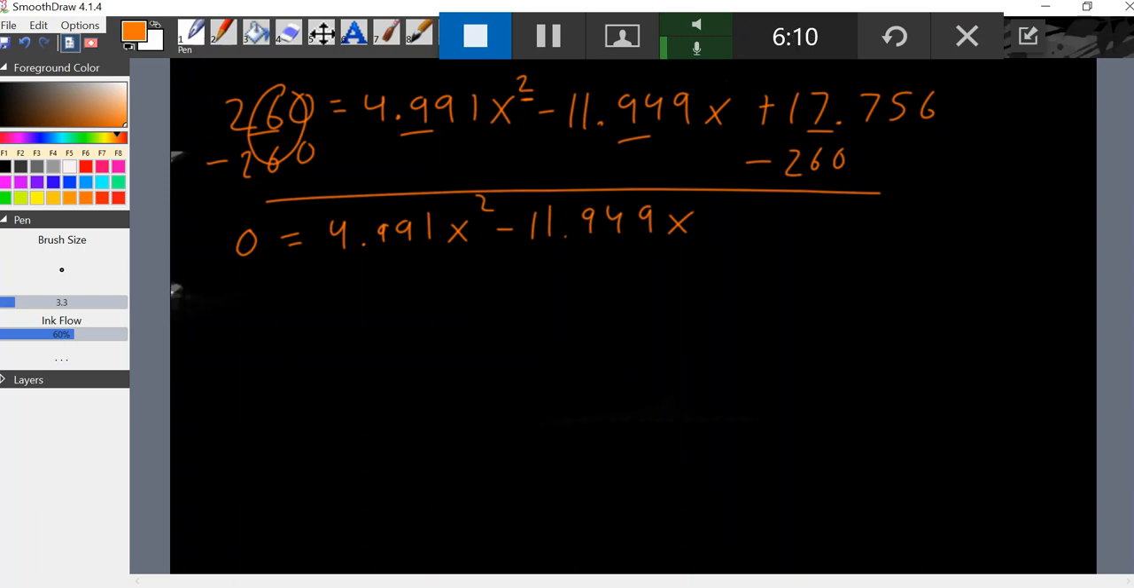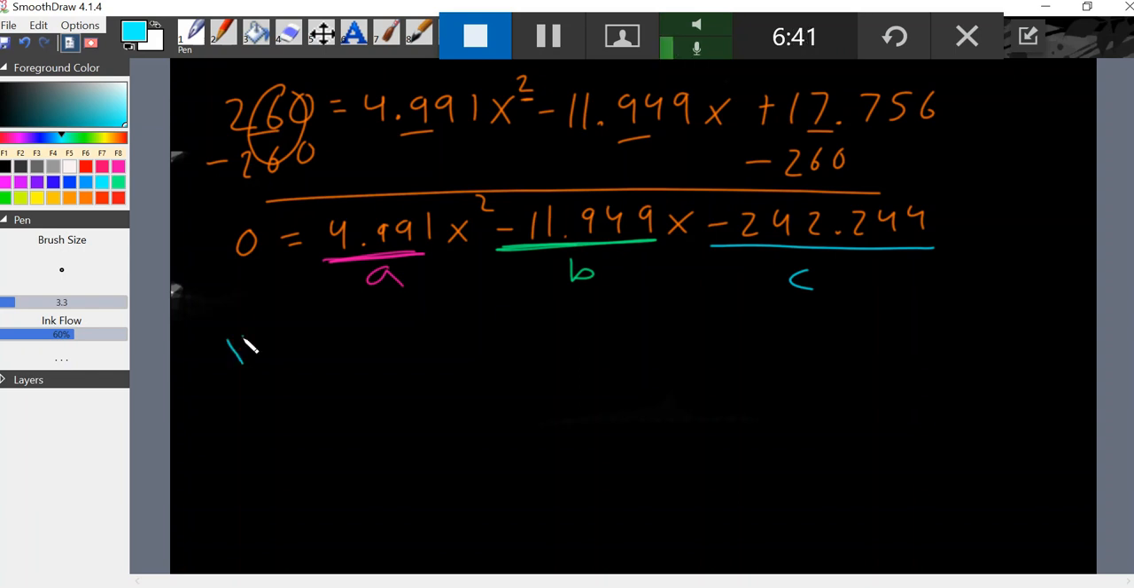And from here, we want to grab our calculator and do 17.756 minus 260, which will give us negative 242.244. And notice at this point, we can now label our A term, B term, and C term. I know that this is my A term, this right here is my B term, and of course, this right here will be my C term. Let's continue on. We know we're going to use the quadratic formula.